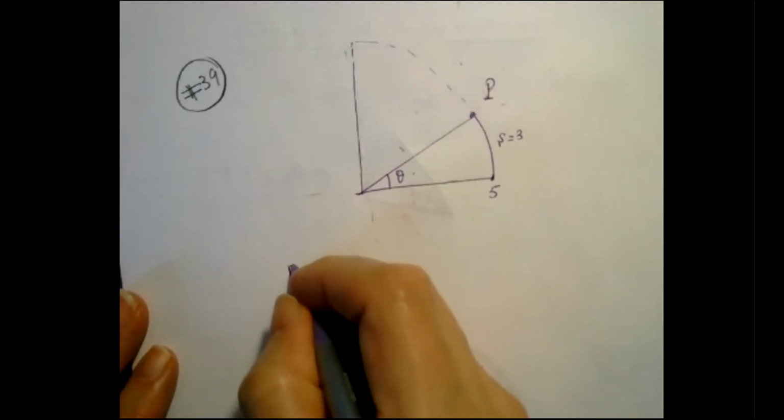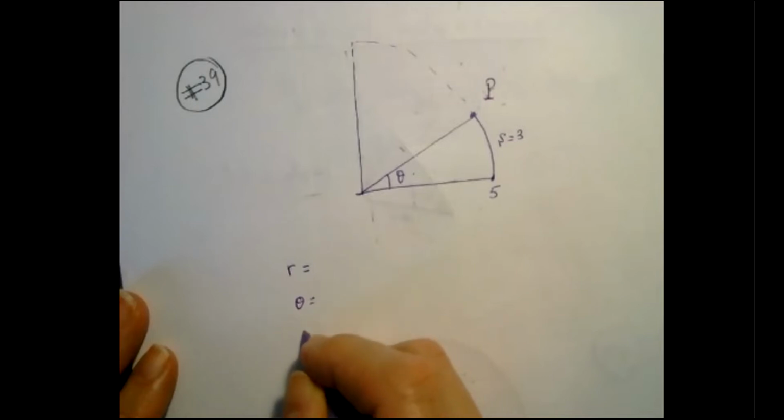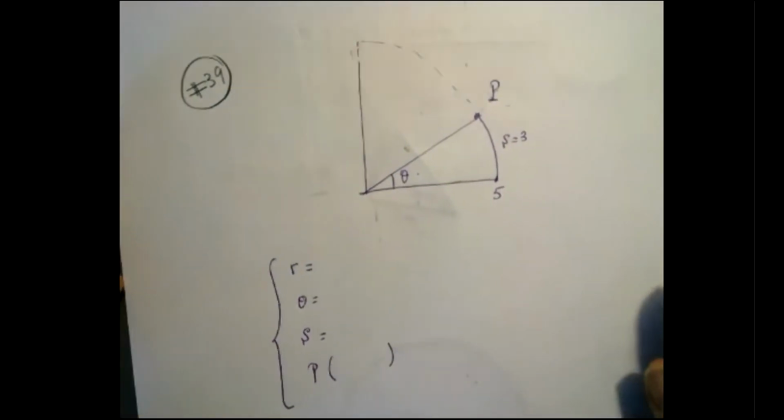Okay, and the question is the following. Where possible, give the radius, the angle, the length, and the coordinate of the point P. So what they want is the following. They want the radius, the angle, they want S, the length, and they want the coordinate of the point P. Every aspect you have. Is that clear? So we start one by one and we answer those questions.